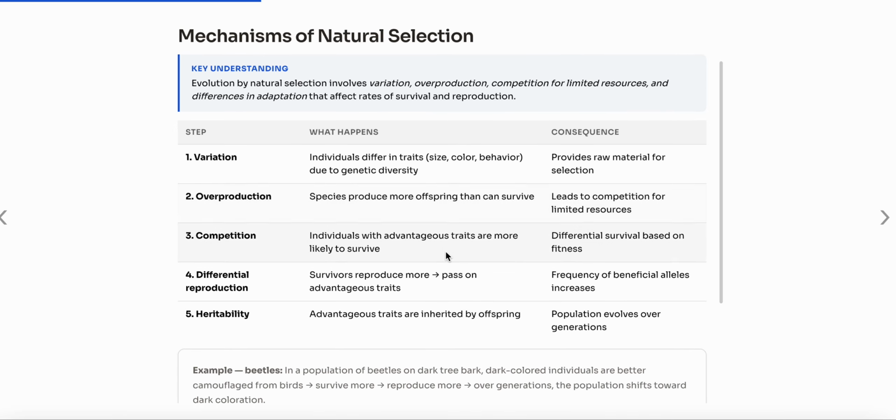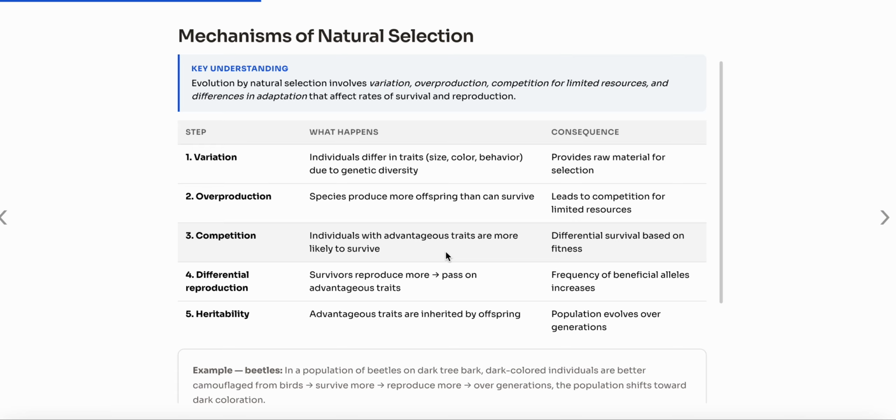So how does the mechanism of natural selection occur? We know that the environment is responsible, but what kind of changes occur? Okay, now the first and foremost step is variation. Now what is variation? It is individuals which differ in traits like size, color, behavior due to genetic diversity. So that provides the raw material for the selection.